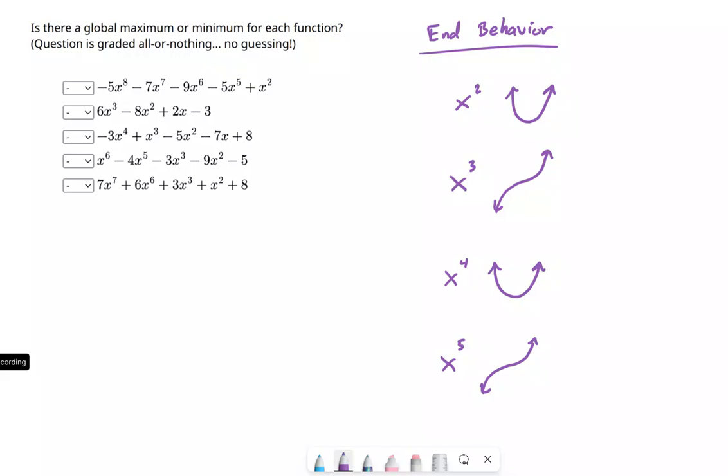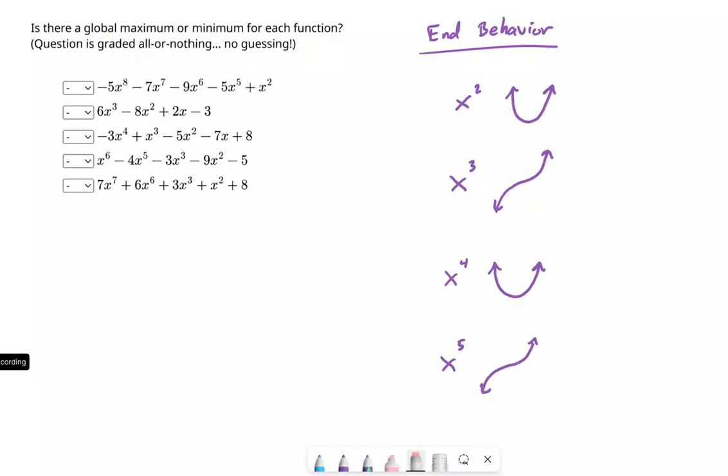At a glance, you might think this question is asking you to graph these polynomial functions over here. Negative 5x to the 8th minus 7x to the 7th, and so on. That would be a really heavy-duty graphing job, but it's much simpler than that.